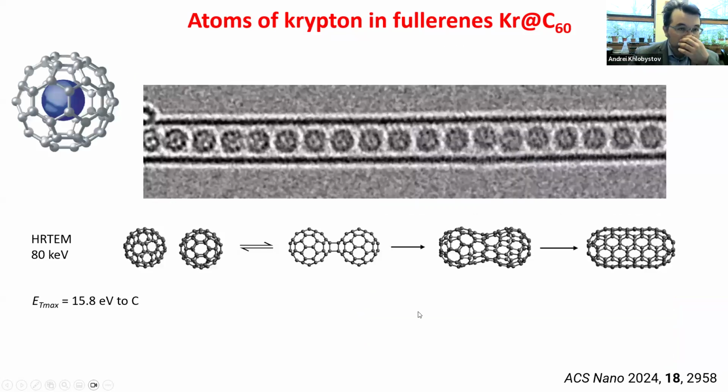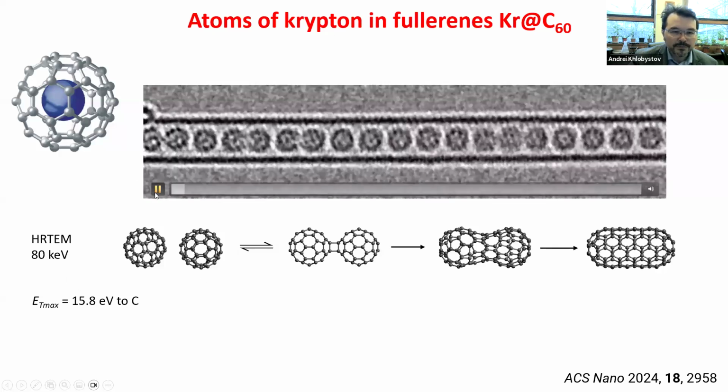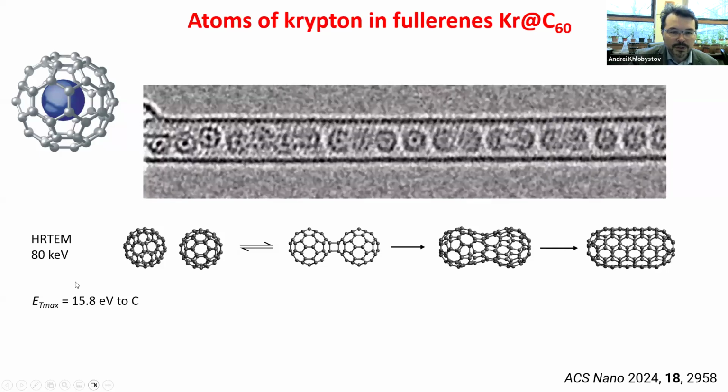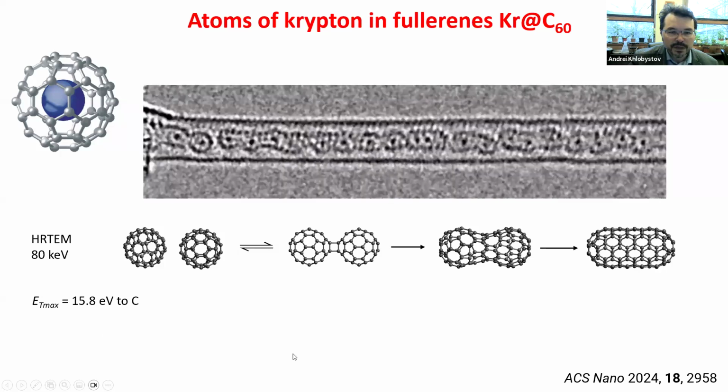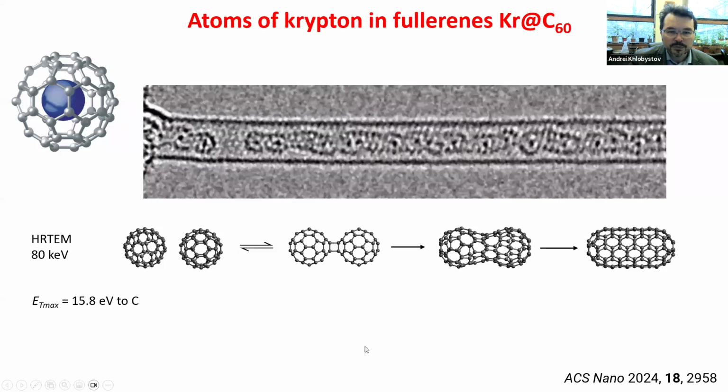So let's just remember that electron actually excites molecules, it excites bonds. And 80 keV is not enough to break the bond in the carbon nanotube, but it is enough to break bonds in the fullerene. And as we do so, the fullerenes merge together within the nanotube. So here is a movie. You can see the fullerenes, they start forming defects, and then they merge into a chain of molecules.